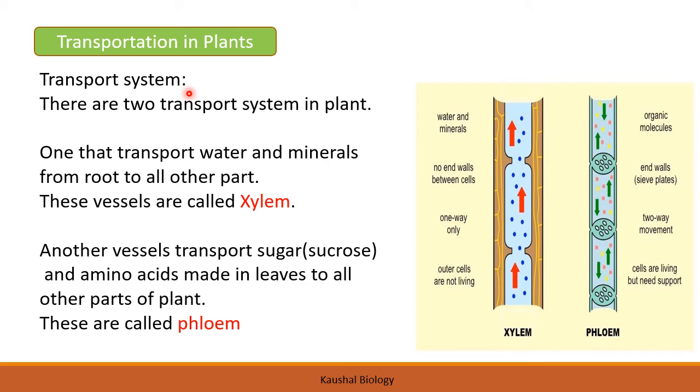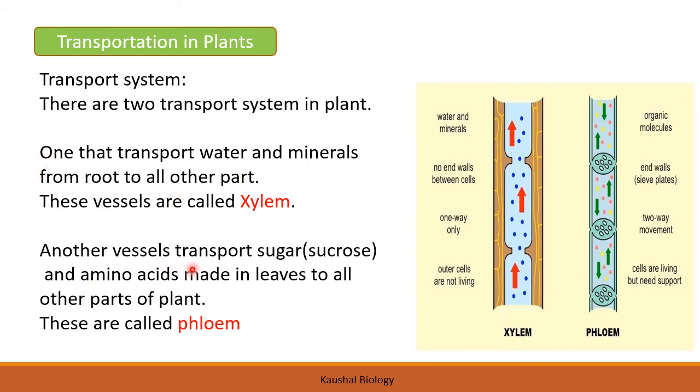So there are two transport systems. The one that transports water and minerals from the root to all other parts is called xylem. What is the function of xylem? It transports water and minerals from where to where? From the root to other parts of the plant.